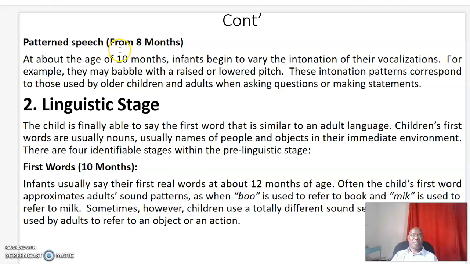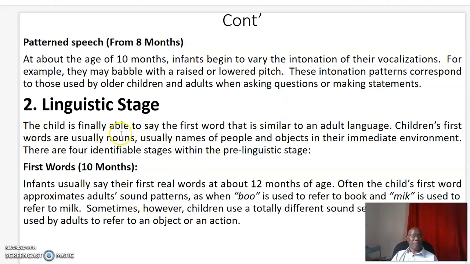Babies tend to babble more when they are happy and contented. Pattern speech. Pattern speech sets in from 8 months. At about the age of 10 months, infants begin to vary the intonations of their vocalizations. For example, they may babble with a raised or a lower pitch. These intonation patterns correspond to those used by older children and adults when asking questions or making statements.